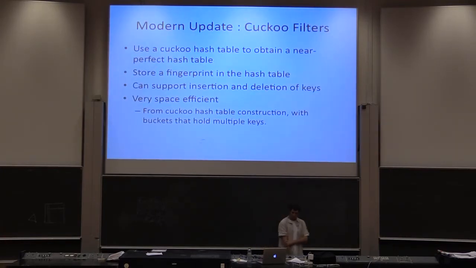Now, let's look at a modern update of this. There's some recent work I've been doing with some people on cuckoo filters. So let's use a cuckoo hash table to attain the near perfect hash table. Again, we'll store fingerprints. And one of the things we'll see here is that, if we do things right, we can support insertion and deletion of keys. While Bloom filters could just handle insertions, here we can also handle deletions and still come up with something very space efficient.